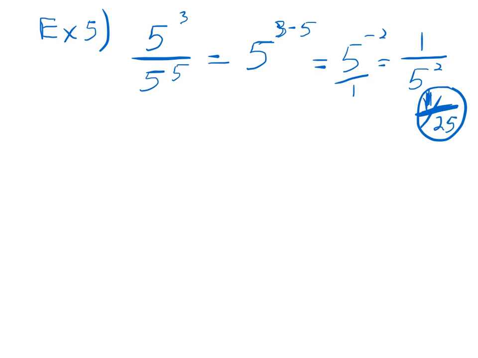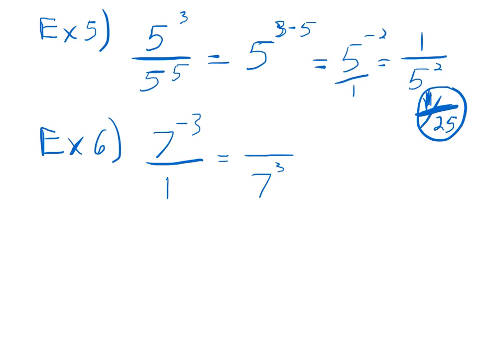Okay. Example 6, 7 to the negative 3 over 1. Now we've kind of already gone over these. This one should be simple. How do we get rid of that 7 to the negative 3 on top? Well, we've got to get rid of the negative exponent. So let's move it to the bottom. So it turns into 7 to the third power on the bottom.